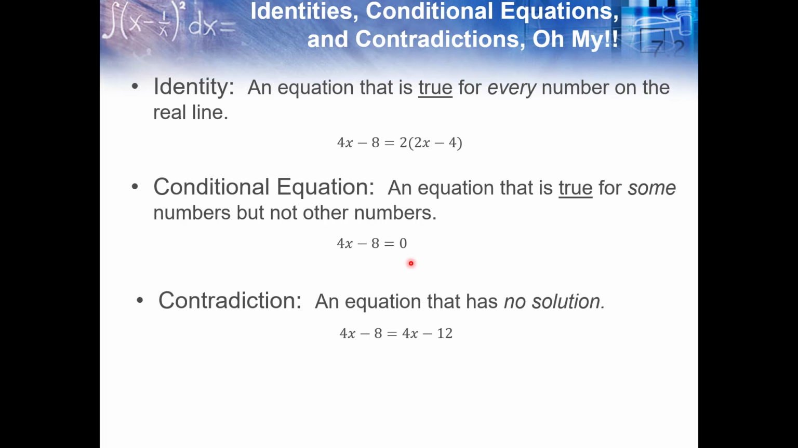And then finally, a contradiction is an equation that has no solution whatsoever, such as this one, where the 4x's will cancel and it reduces to -8 is equal to -12, which is nonsense. As a consequence, there's no value of x that can make that statement true.